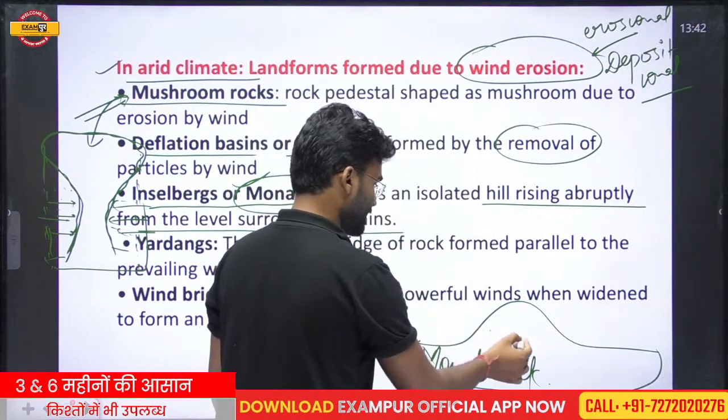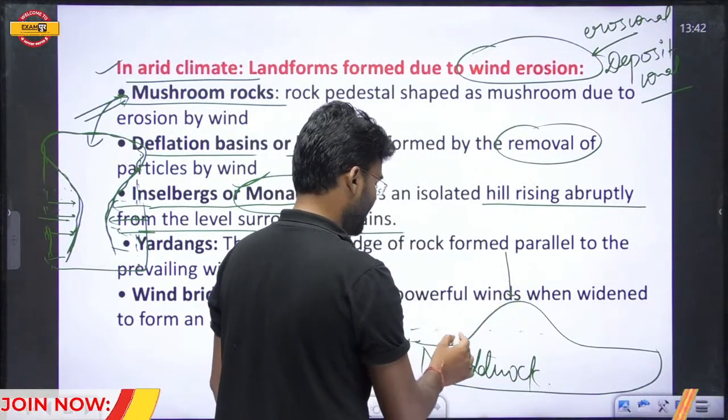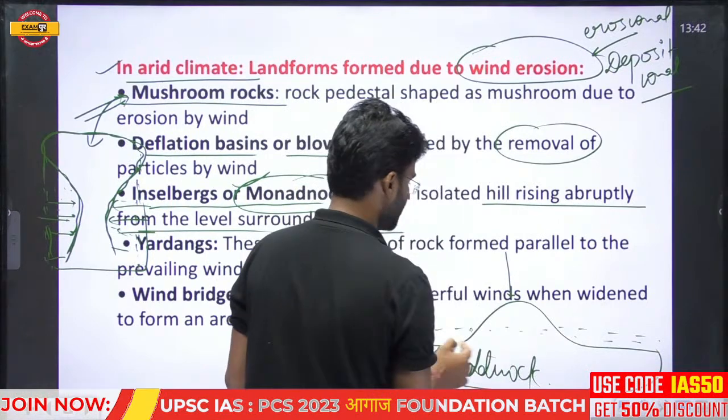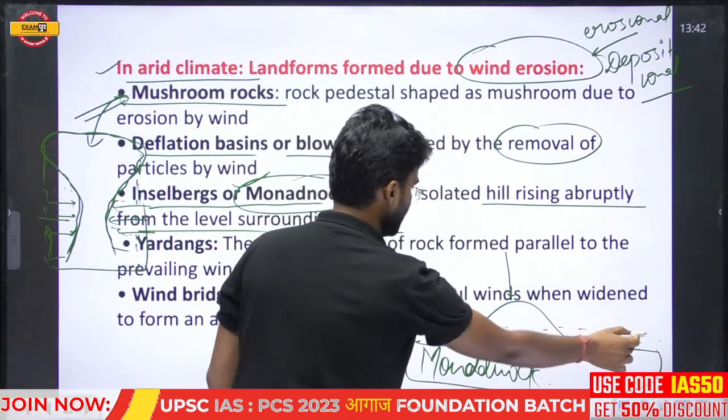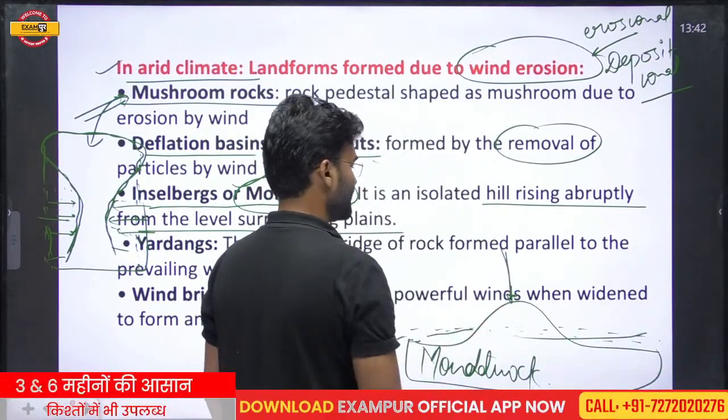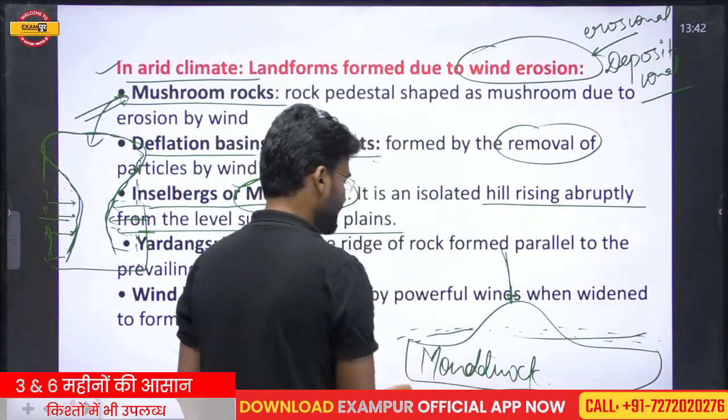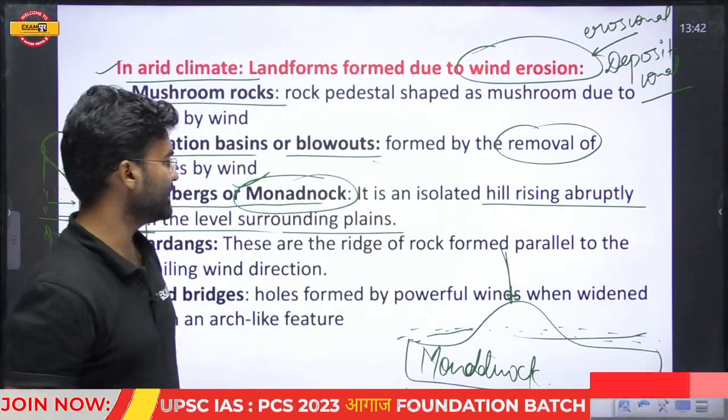So if any hilly region has been eroded, but its altitude is relatively high compared to the surrounding surface, then such a residual section is called the monadnock. So in the arid region, you look at the monadnock structure.